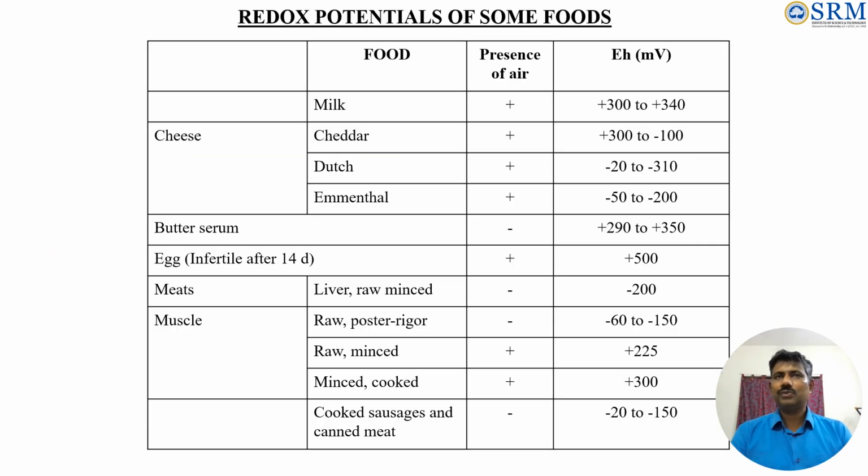Redox potential of some foods: milk has an Eh of +300 to +340; cheddar cheese +300 to -100; Dutch cheese -20 to -310; Emmental cheese -50 to -200; butter serum +290 to +350; egg +500; meat, liver and raw minced, -200; muscle, raw and post rigor, -60 to -150; raw minced +225; minced cooked +300; and cooked sausage and canned meat -20 to -150.